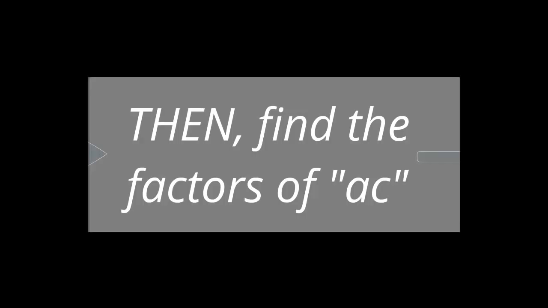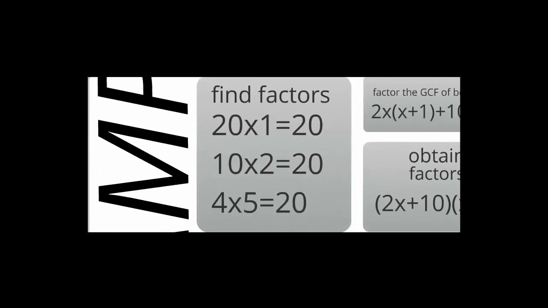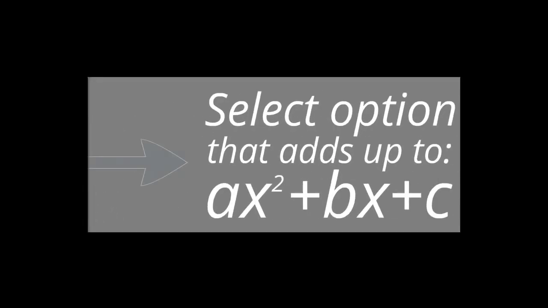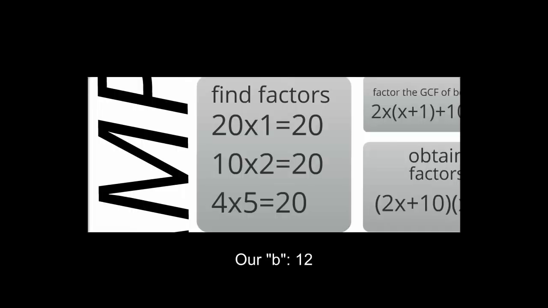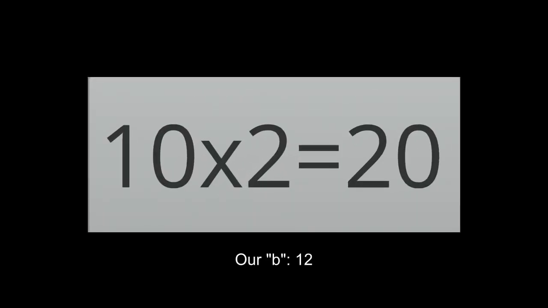Next, we must find the factors of AC. In this case, it would be 20 times 1, 10 times 2, and 4 times 5. Now we must select the option that adds up to b. In our case, b was 12, so the only option that works is 10 times 2.